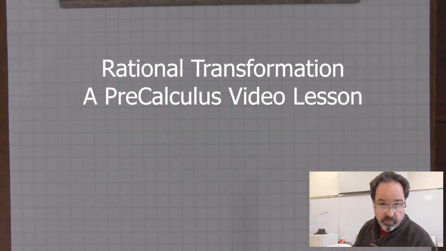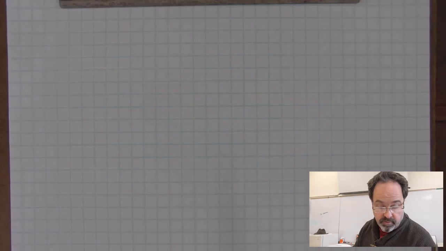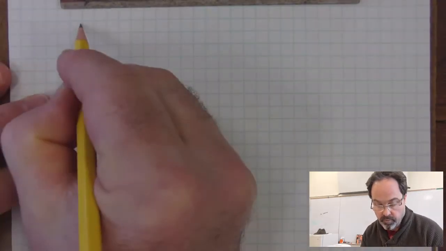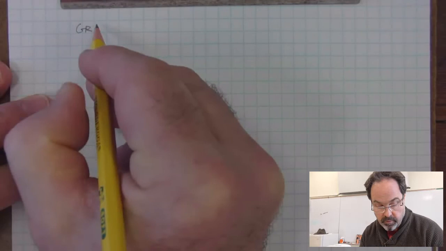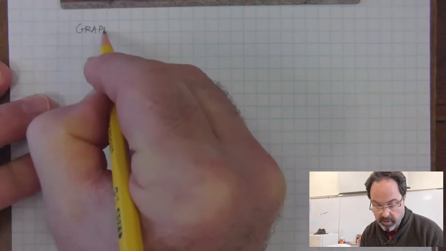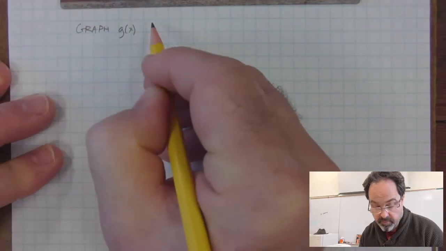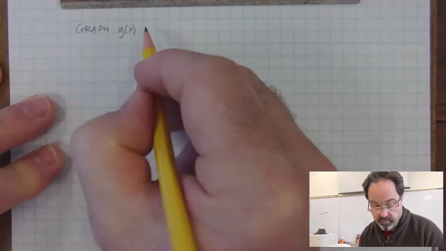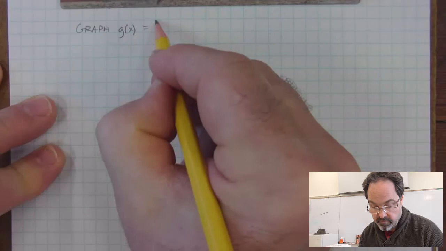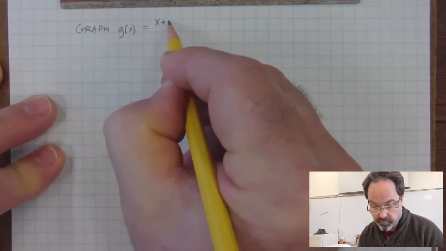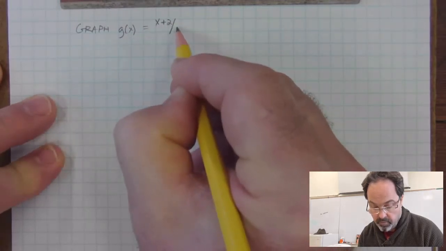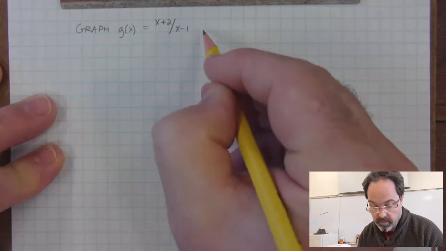VLSos here. This is a video lesson on rational transformations. We're going to talk about what a transformation of a rational function is and practice it by starting with the problem: graph g of x, if g of x is defined as the rational function x plus 2 over x minus 1.